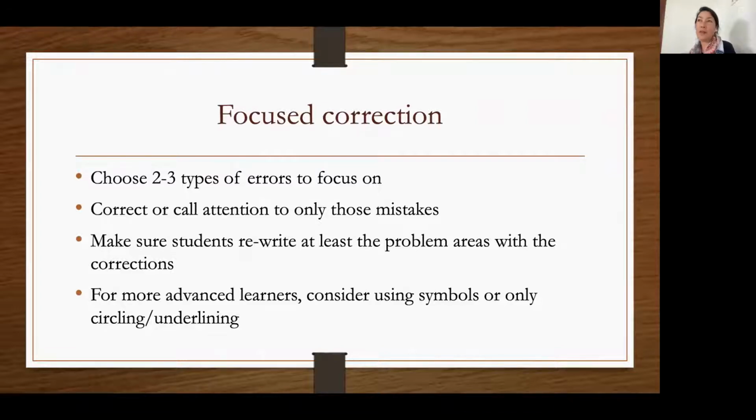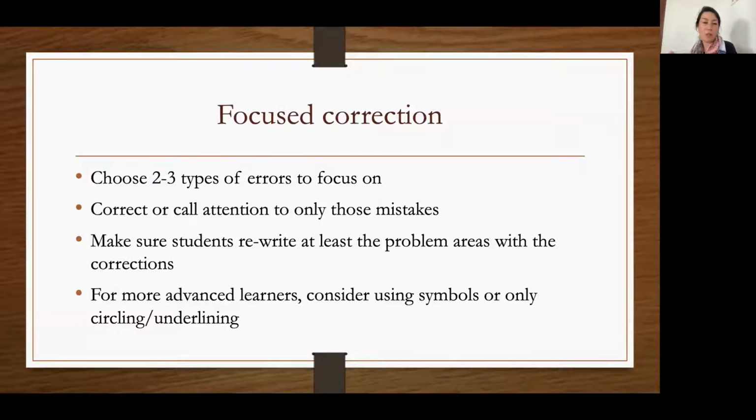Maybe students are having a hard time with the third person singular or plural, something like this. And so when we're correcting and marking the paper, we're only going to address these types of mistakes. There can be other errors, and we are not going to address those types of errors. When we do this, we can't just mark the paper either, because a student can just look at the paper and then they don't do anything. We need to make sure that they are rewriting the problem areas so that they're building good habits.